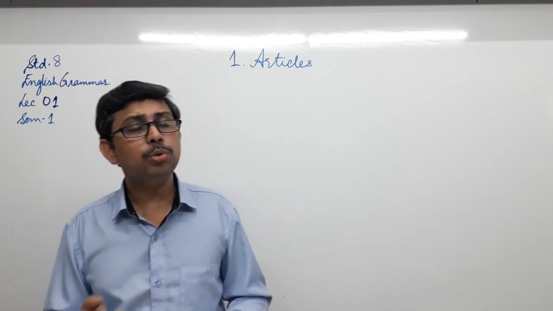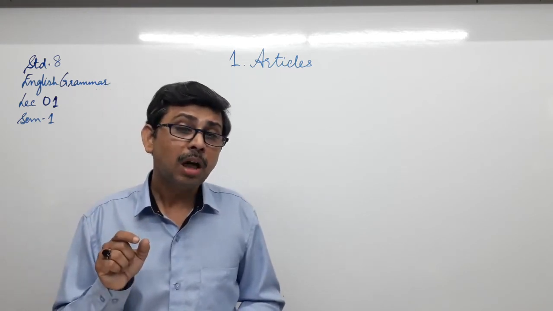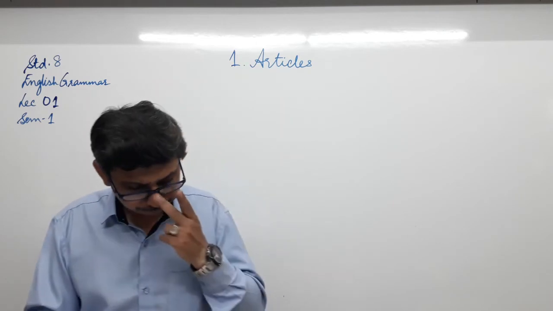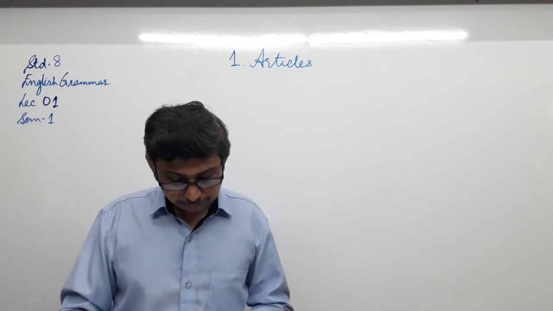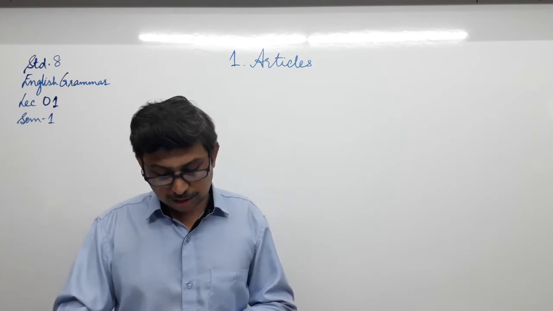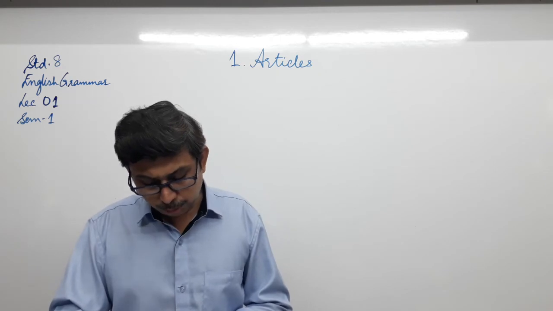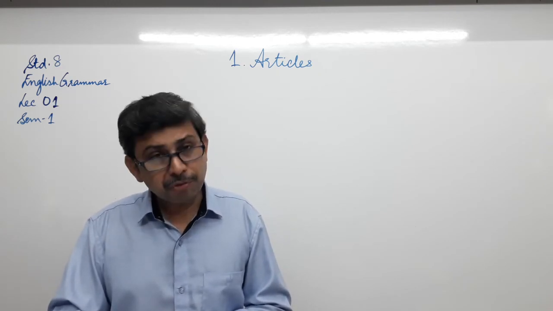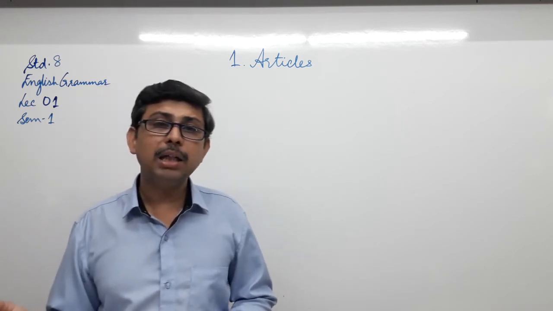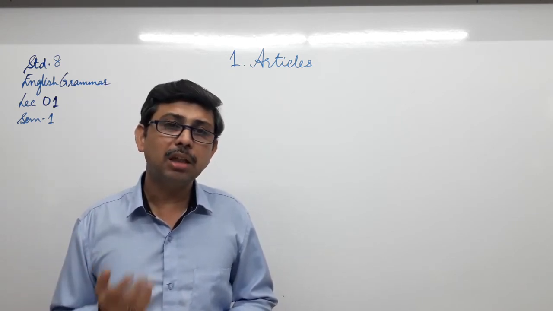The article a cannot be used directly along with the uncountable noun milk. So I hope I have made my point clear to you. Well, the next rule is before abstract nouns such as truth, beauty, happiness, fear, joy, peace, war, and many more can be added to this. All abstract nouns that you can think about.